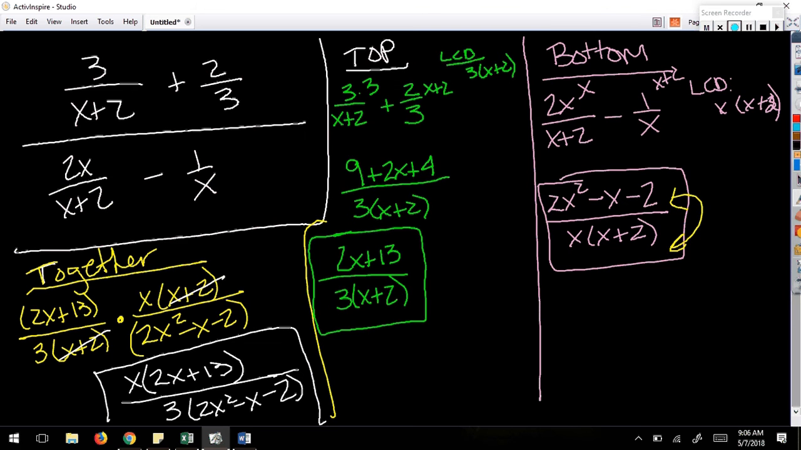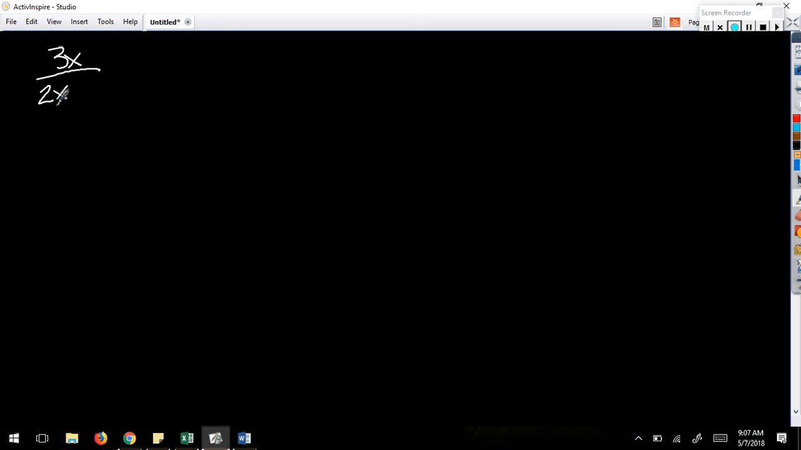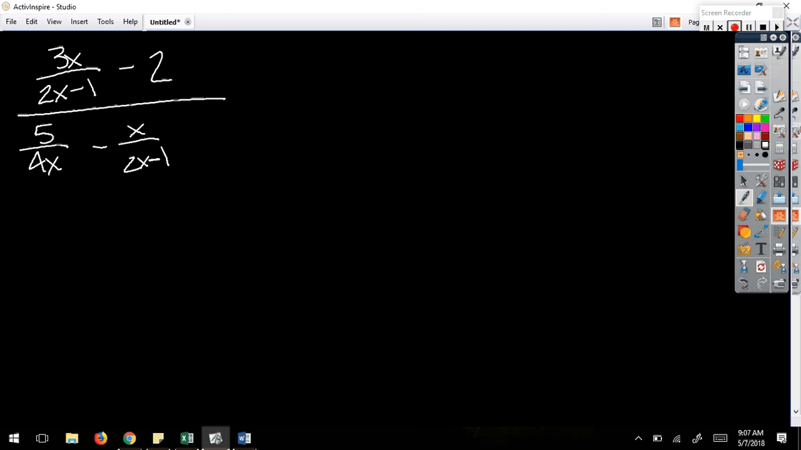Let's do another one. I think the key to this is just taking it piece by piece, chunking it out like that. So the directions just say simplify. Okay, so we're just going to simplify.